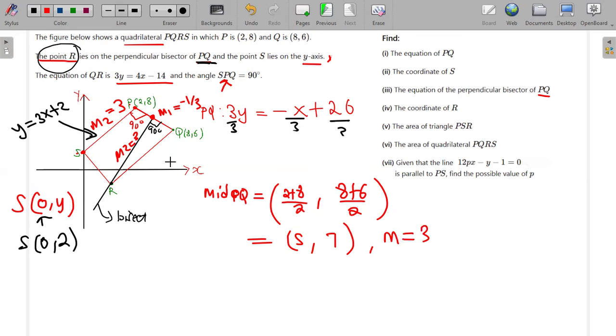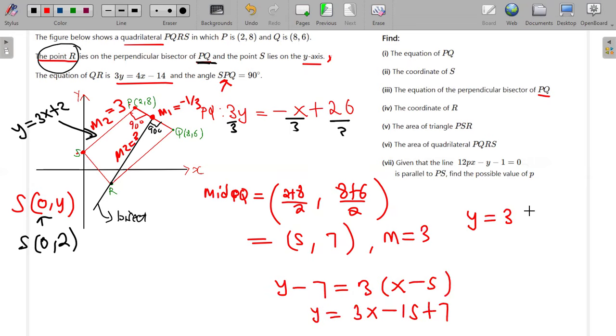3. So I'm just going to say to find the equation of this guy to be y minus y1, which is now 7, equals the m, which is 3, and then x minus x1, which is now what? 5. So I get y equals 3x minus 15 plus 7, which gives me y equals 3x minus 8. Okay, so that is the equation of the perpendicular bisector, this guy here. It's 3x minus 8. Okay, so I'm done with that.